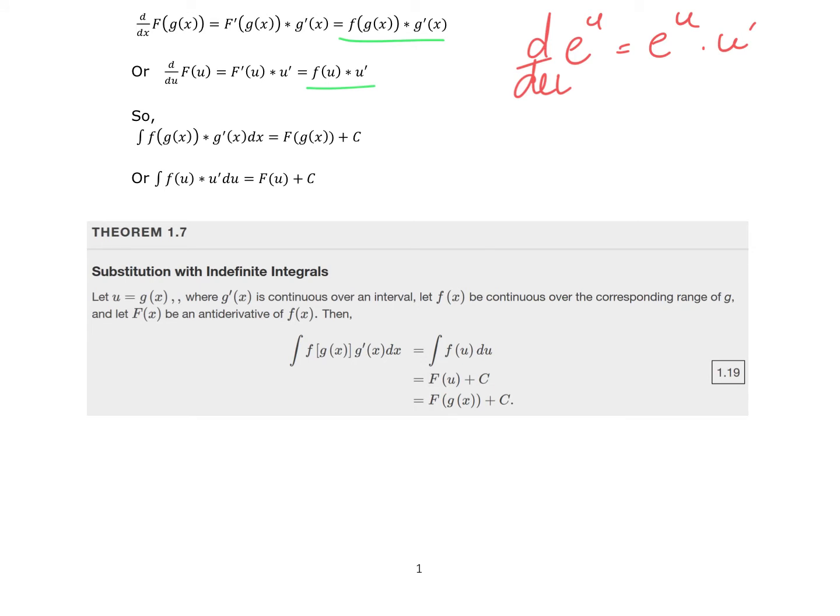So here is the theorem. It says, basically, that if I can figure out what would be an appropriate u value, and I do that replacement, then I can do an easy integration of f of u du, which becomes the antiderivative, capital F of u, plus C. In other words, when I back substitute, I'm going to get capital F of g of x plus C.